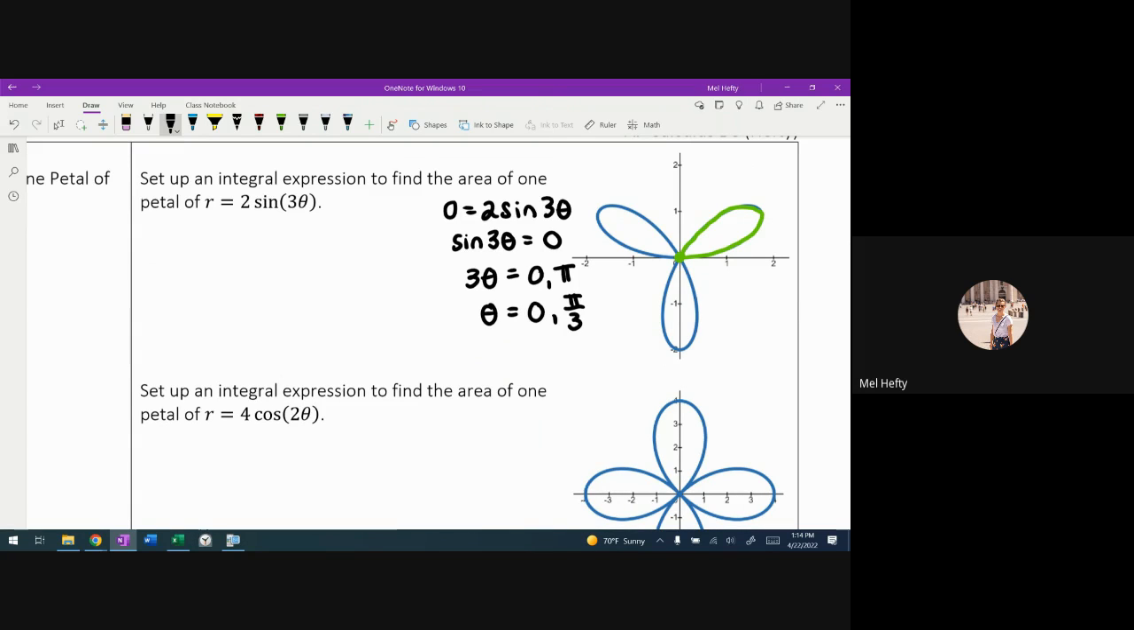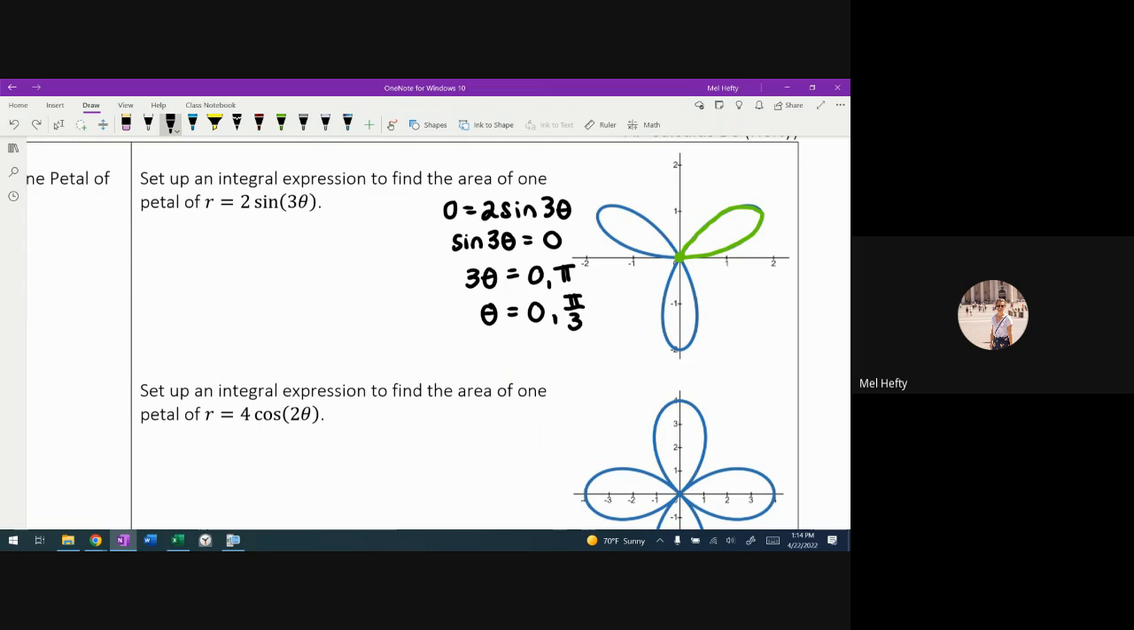Now that set of angles there is actually going to get me specifically this green petal, but I could also have chosen like pi and 2 pi to go from pi over 3 to 2 pi over 3, and that would give me actually this petal down here. So you just have to make sure you're choosing 2 that are right next to each other.